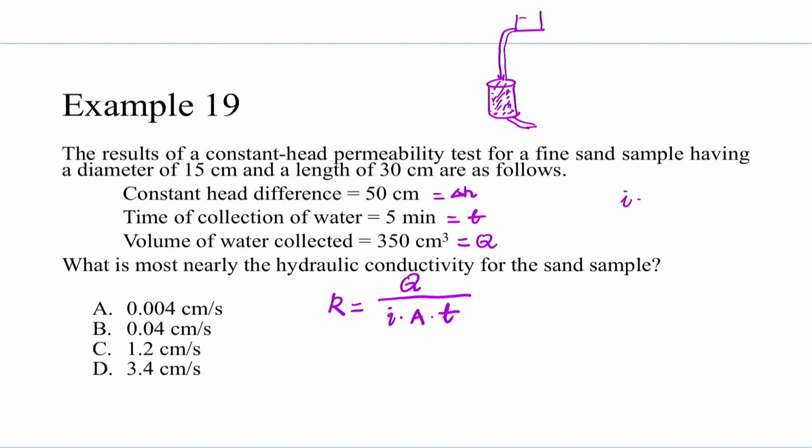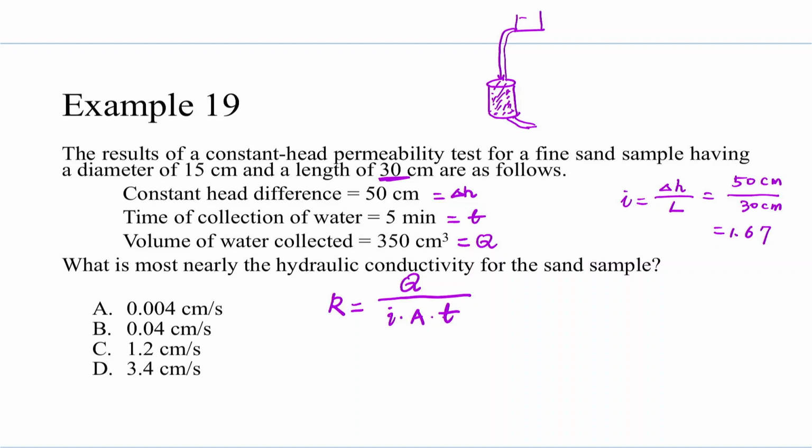The definition of I is the head loss over the travel distance of the water within the soil. So in this case over here, the head loss is 50 centimeter, and the travel length is essentially the length of the soil. So that is 30 centimeter. So you have about 1.67 of the hydraulic gradient, which is I.